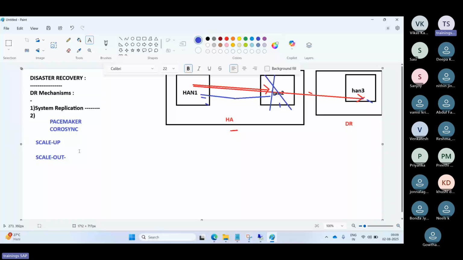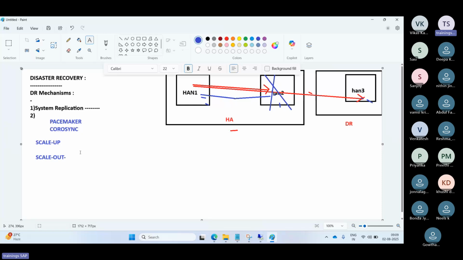In one HANA SID, during the installation time, you will get the question: do you want to add an additional host to the system? Adding an additional host, that we call scale out. Additional host means scale out architecture.